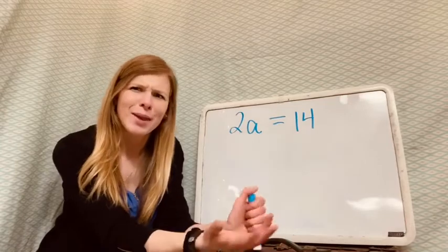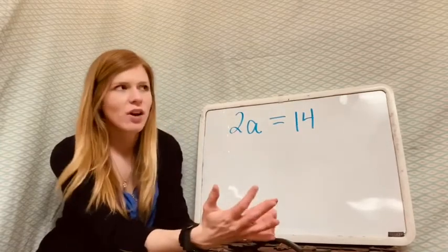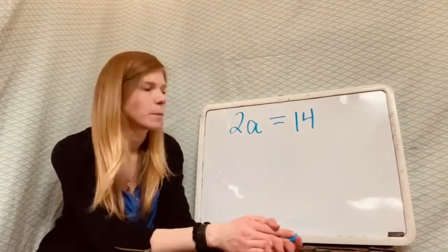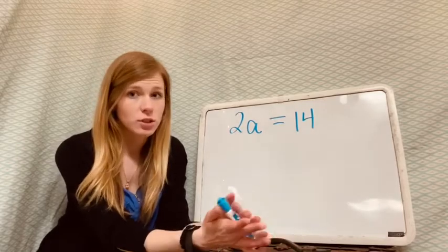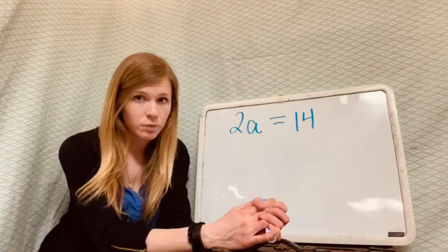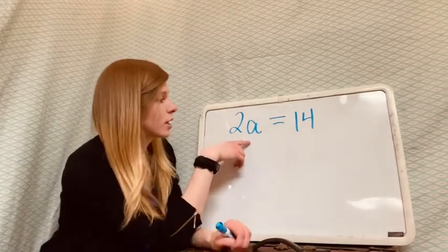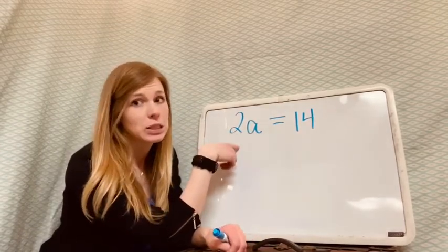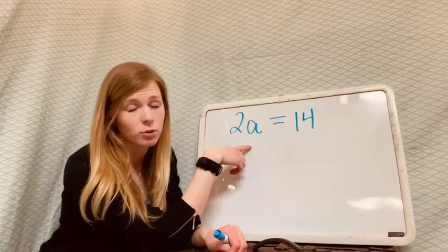Great, Miss May, now what do I do? You told me to add the constants and there's no constants to add. Okay, this is a different situation. I still need to get the variable alone. So I take a look at the variable and I see what's bothering it. This 2 is bothering my variable a.